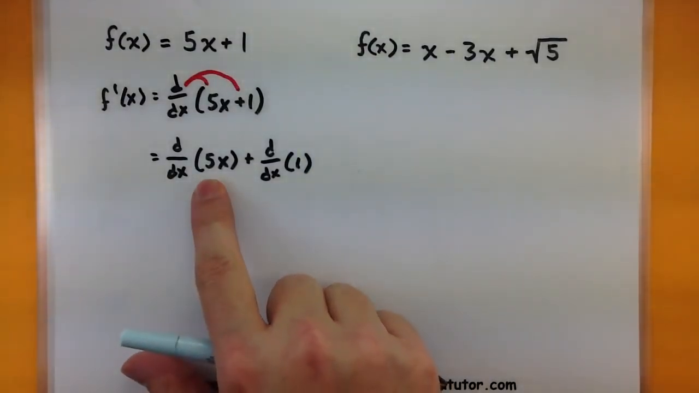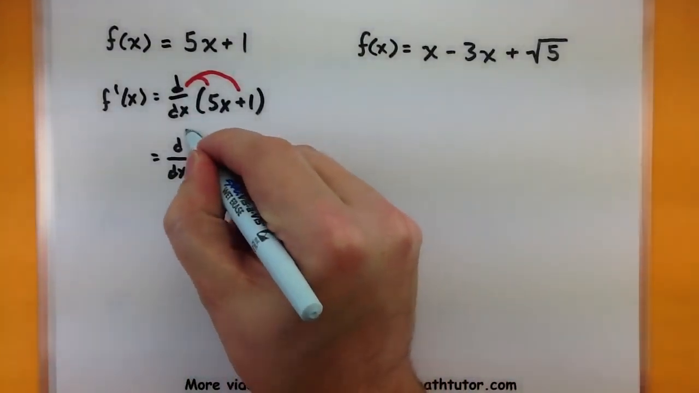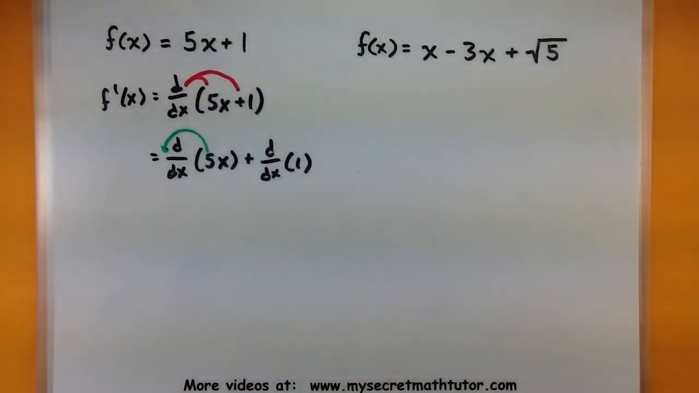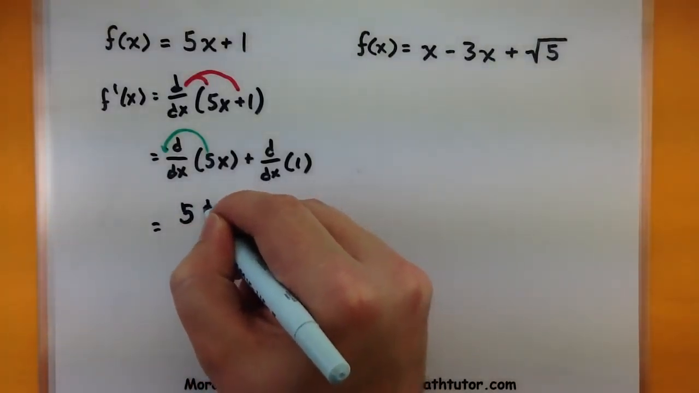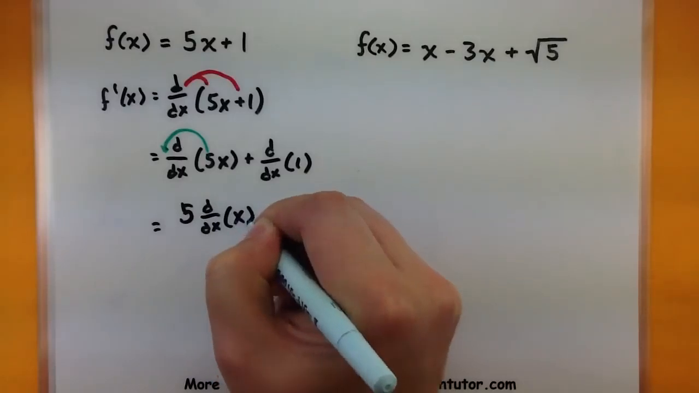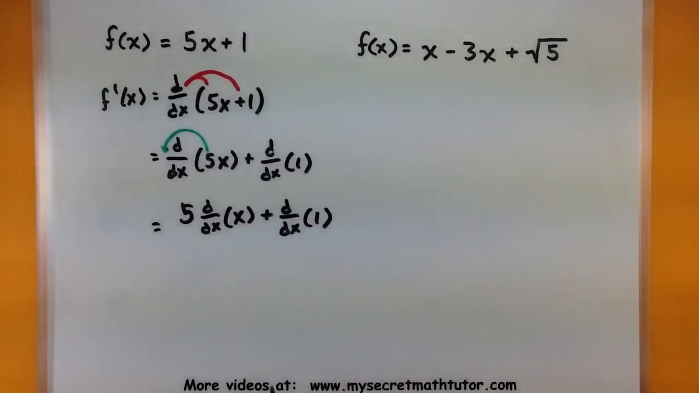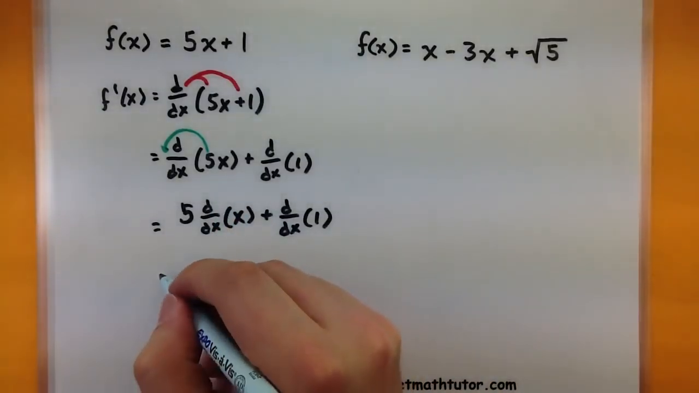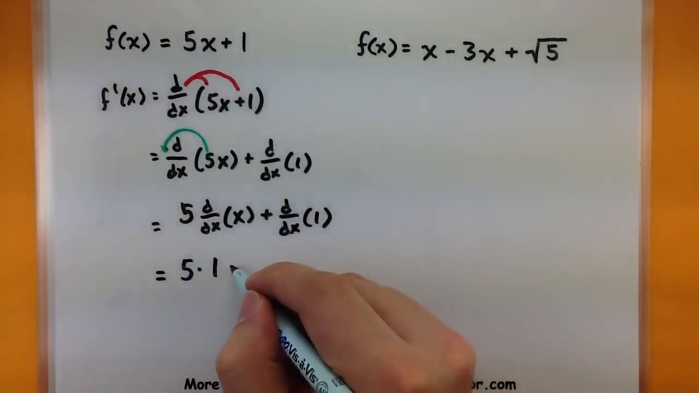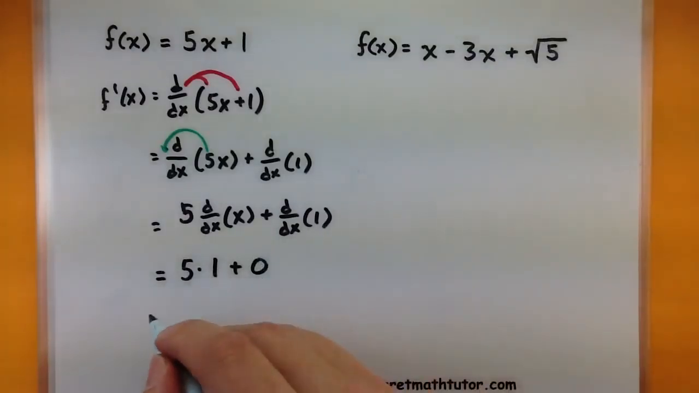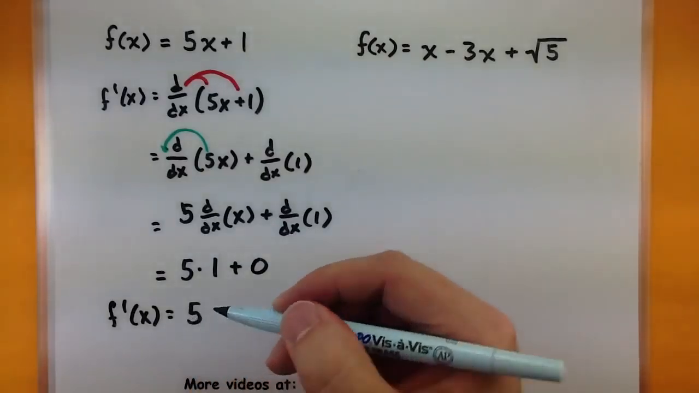Now, in this first little piece, I have a constant multiplied by x. So I'm actually going to take this 5 and move it out in front of my derivative operator. So 5 times the derivative of x plus the derivative of 1. Okay, and now I have my derivative on these nice little single components here, and we can take the derivative of each of those. So 5 times the derivative of x is 1, plus the derivative of a constant, 0. So I know that the derivative for all of f is simply 5.